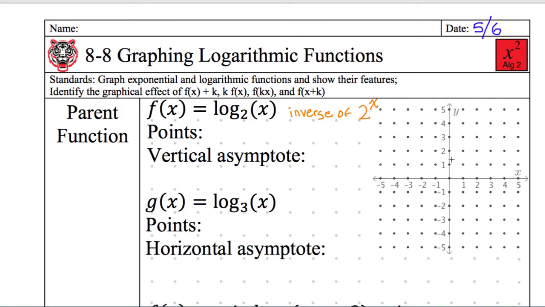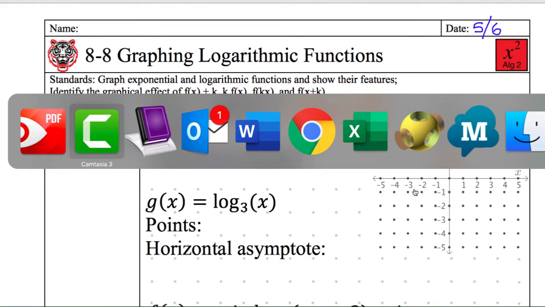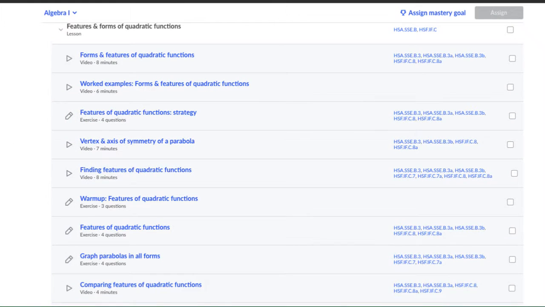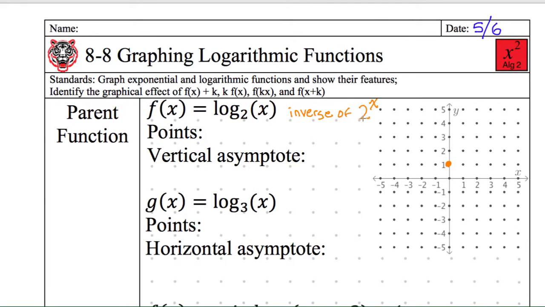So 2 to the power of x, you always will have a point at 0, 1. Right now I'm graphing the inverse. Maybe I should graph that in yellow. What's another point on 2 to the power of x? This is a review from last Wednesday, our last lesson. What is another point on the graph of 2 to the power of x? Plug in a number. Plug in 1 and figure out what the height is. 2.